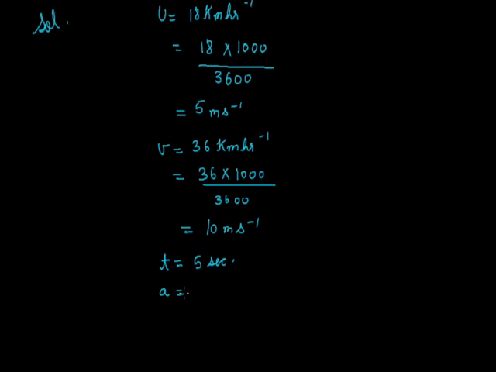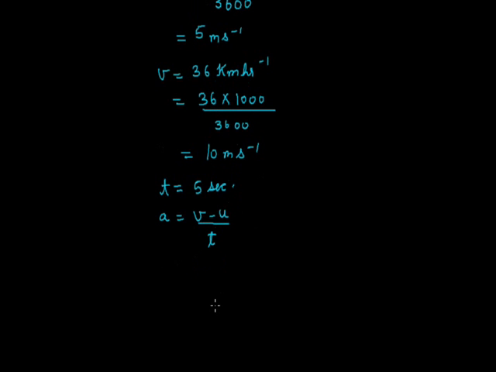So A is equal to V minus U by T. On substituting the given values in the respective formula we get A equal to 5 by 5, that is equal to 1. So acceleration that is produced in the car is 1 meter per second square.